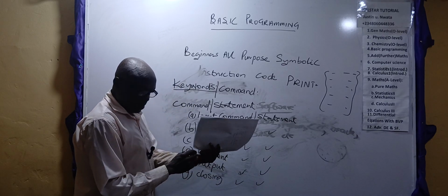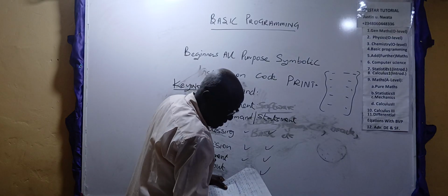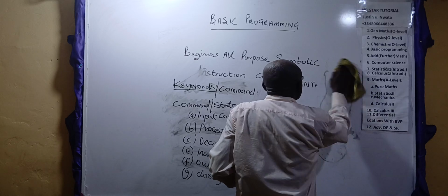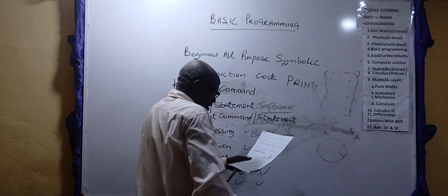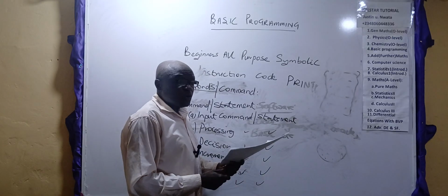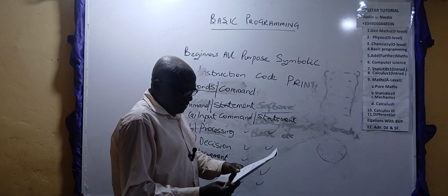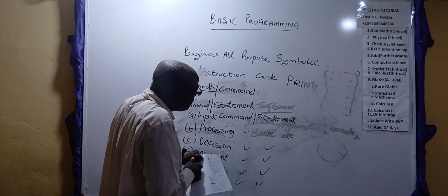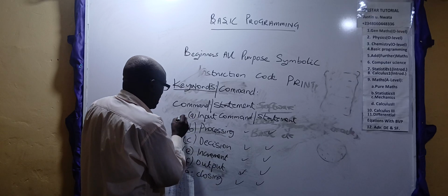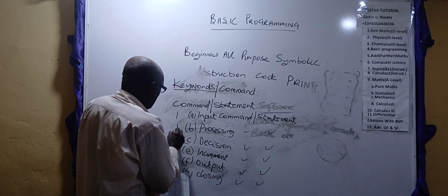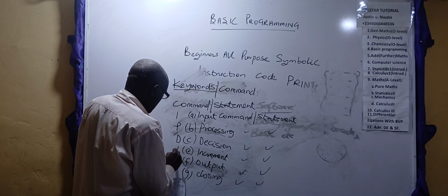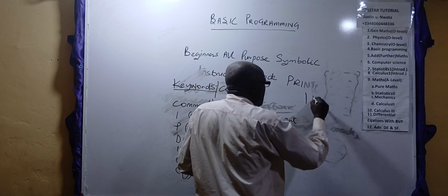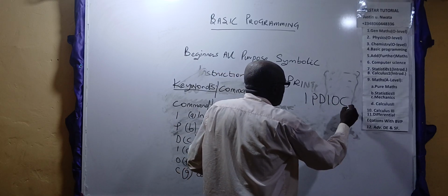Now this has to be explained properly for us to follow and for us to understand what's happening. Any set of instructions you give to a computer is called a statement. That statement is made up of various different parts, or what I can call IPDIOC. I from here, P from here, D from here, I from here, O from here, C from here.